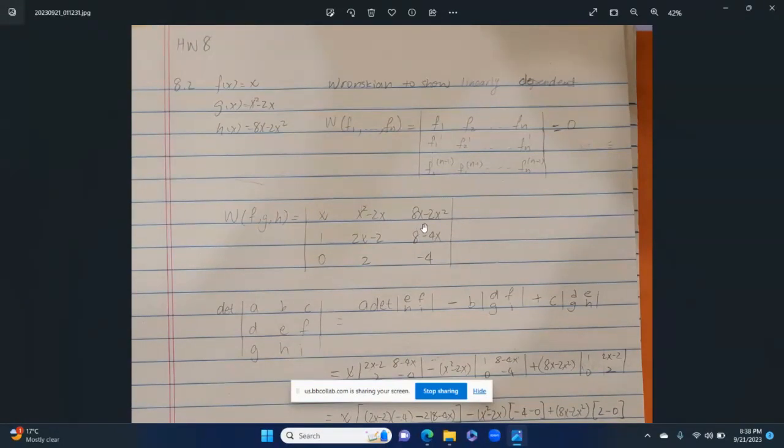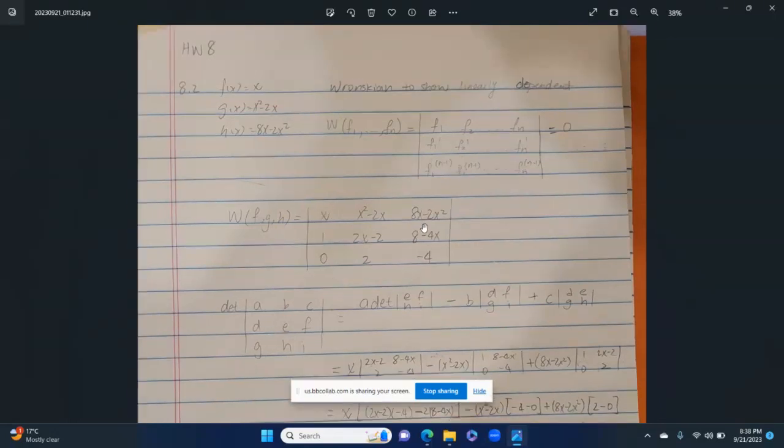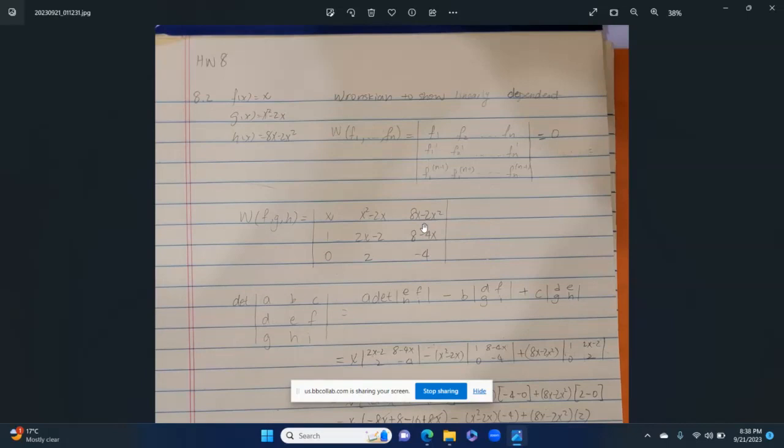Sorry, one moment. You can drop me off just by the bus station, please. So now we can take the determinant of this 3 by 3 matrix. And thank you. Sorry. Okay.